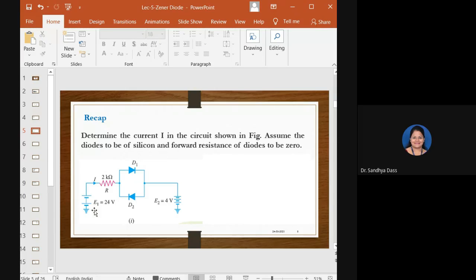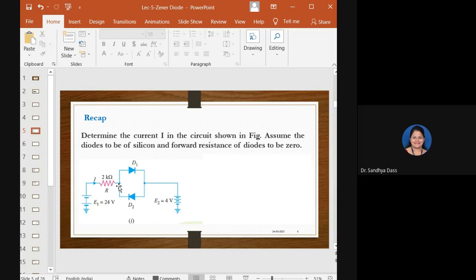You have the DC source there, and you have a resistor connected in series, 2 kilo ohms, and two diodes connected in parallel like this, and one more DC voltage source E2. Can anyone try applying KVL there? Okay, let's go in this direction. Observe which diode is forward biased and which will be conducting.